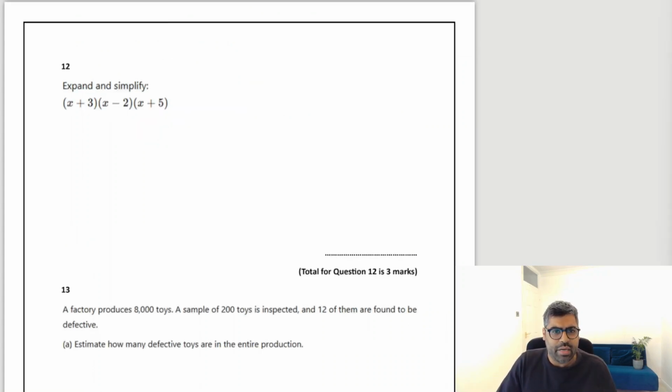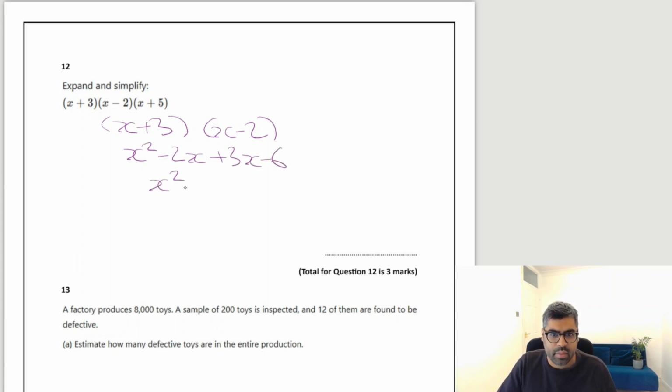Fairly straightforward algebra question. We just need to expand out 3 brackets. So always expand out the first 2 brackets first. So x plus 3 and x minus 2. When we expand that out, we get x squared minus 2x plus 3x minus 6, which gives us x squared plus x minus 6.